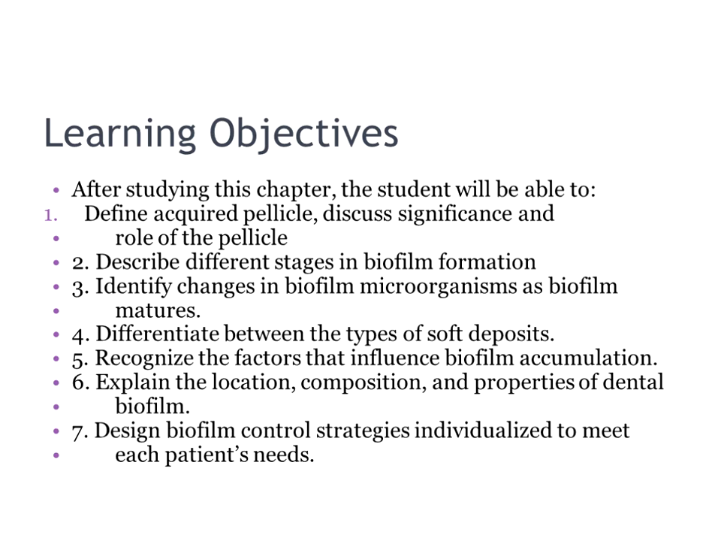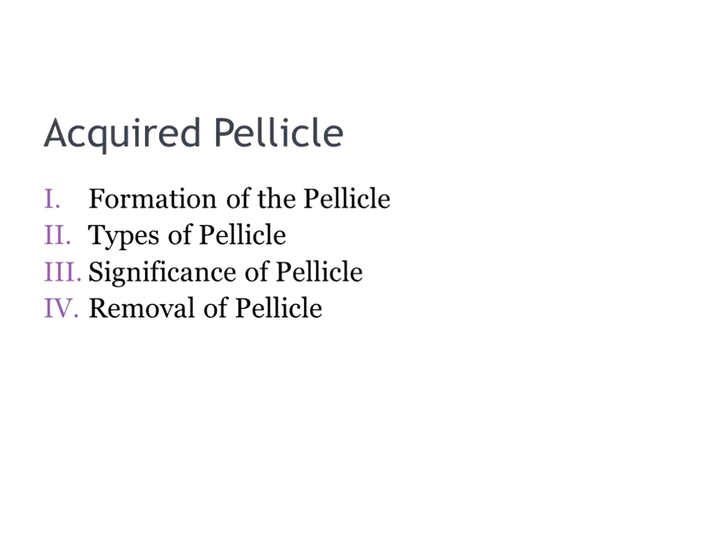So review the key words in Box 15.1. Soft deposits include acquired pellicle, dental biofilm, materia alba, as well as food debris, and we're going to be talking about each one of those. The hard calcified deposits on the teeth are the dental calculus, which we have another whole chapter on. The comparison of different types of deposits with their descriptions is also found in Table 15.1, so review those.